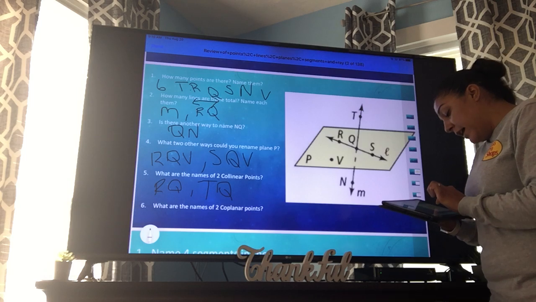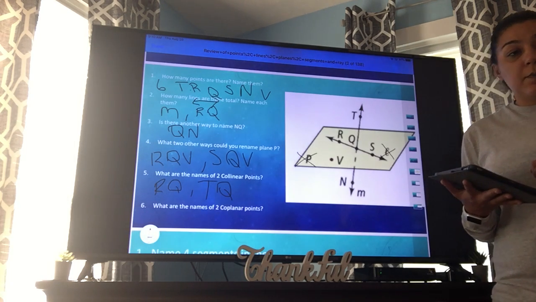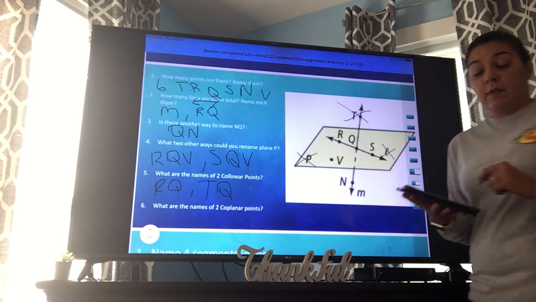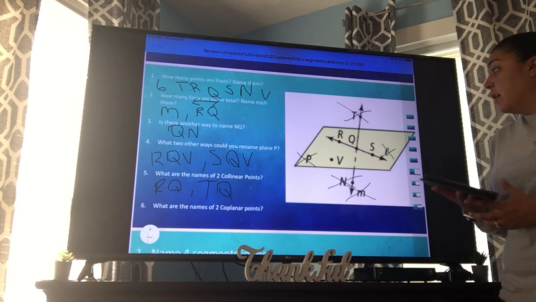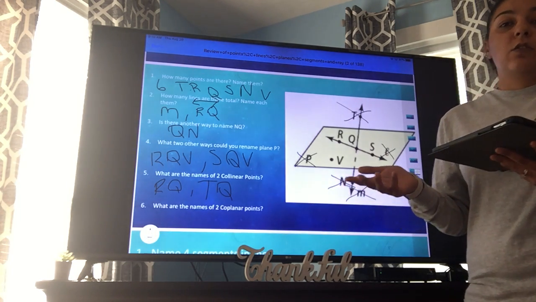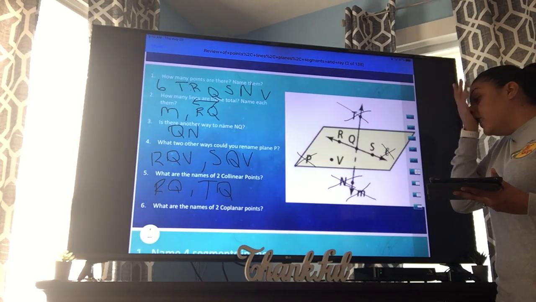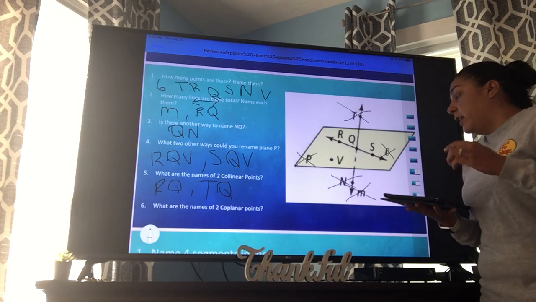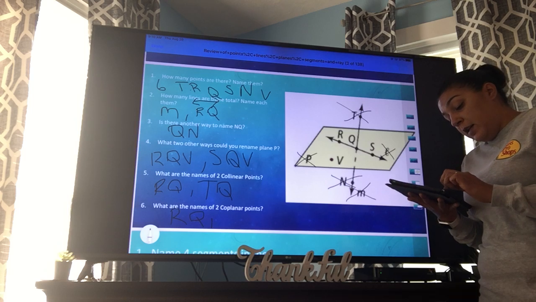You cannot use L because that's not a point. And you cannot use P because that's not a point. You cannot use T because T does not lie on that plane. And you cannot use uppercase N or lowercase m. Those don't lie on the plane and or they're not points. So these are your options that you can use. We need 2 of them, so it doesn't really matter which ones that you want to use. So we can use RQ and QS.